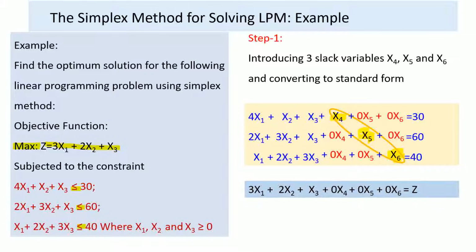And the objective function can be expressed as 3x1 plus 2x2 plus x3 plus 0x4 plus 0x5 plus 0x6 equals z. By the way, as you see, the number of columns of each constraint and the objective function are equal. That is 1, 2, 3, 4, 5, 6: 6 columns for each constraint and 6 columns for the objective function. Now we can move to the second step, that is creating the simplex tableau.